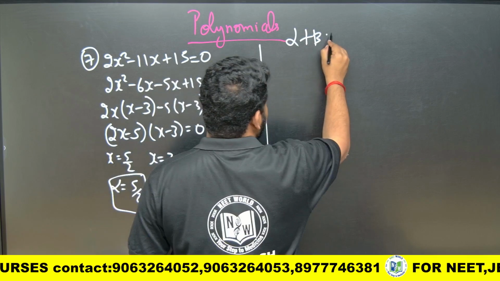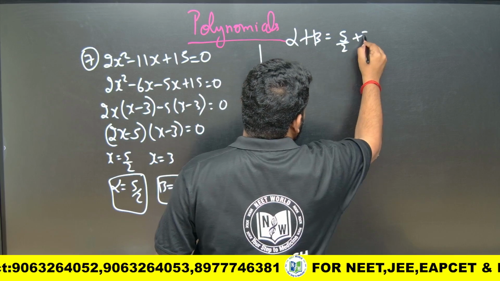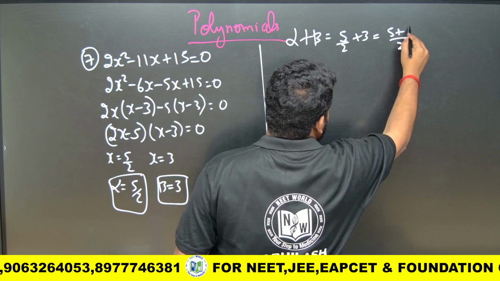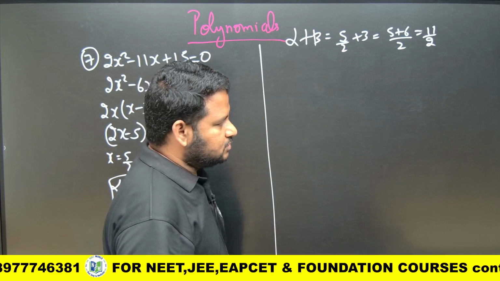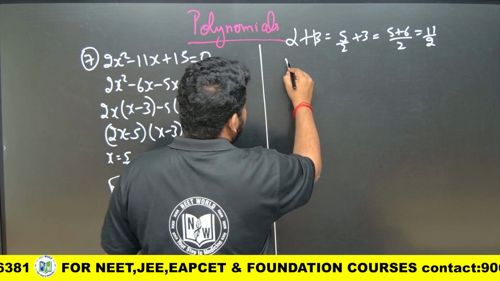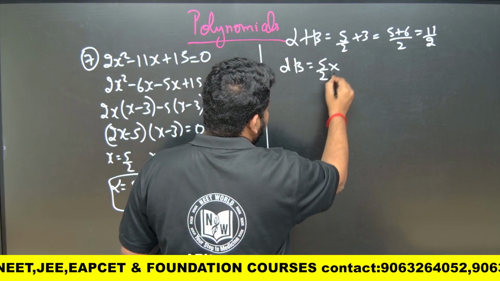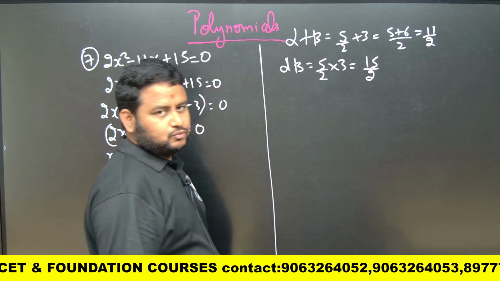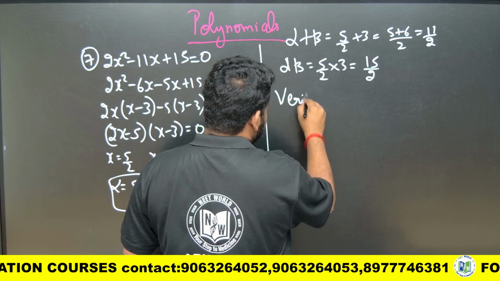Sum of the zeros, alpha plus beta, is 5 by 2 plus 3. LCM is 2 itself. So 5 plus 2 times 3 is 6, that is 11 by 2. What about the product of the zeros? Product of the zeros is alpha into beta, by the direct method, 5 by 2 into 3, which is 15 by 2. Now I have to do the verification.